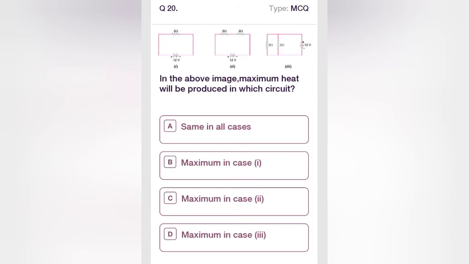In the above image, maximum heat will be produced in which circuit? See here, 12 volt and only one resistor is there. So 12 divided by 2, that's going to be the current. So 6 amps of current is flowing here. In this one, this is the current I. So I is equal to 12 divided by 4, which is going to be 3 amps here.